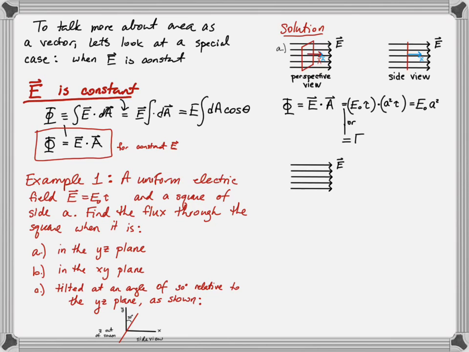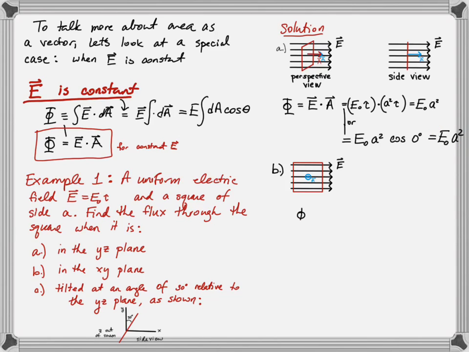If you like the other definition of dot product, it's the magnitude of the first vector, which is E0, times the magnitude of the second vector, which is A squared, times the cosine of the angle between them. They are parallel, so the angle between them is 0, so you just get E0 times A squared. So that's the answer for the first one, E0 times A squared. All right, let's keep going.